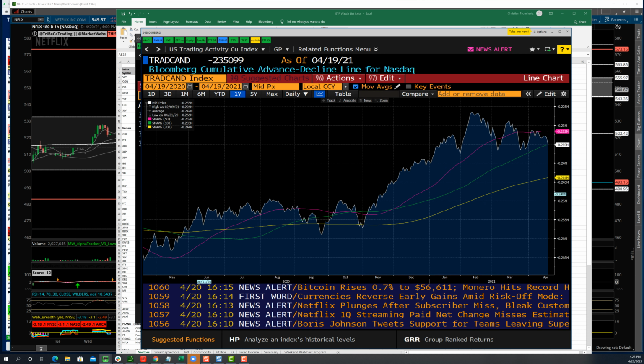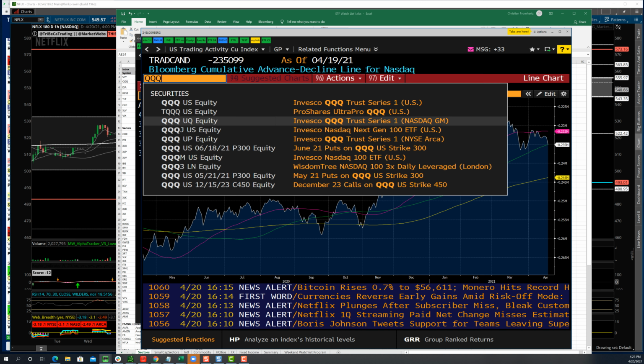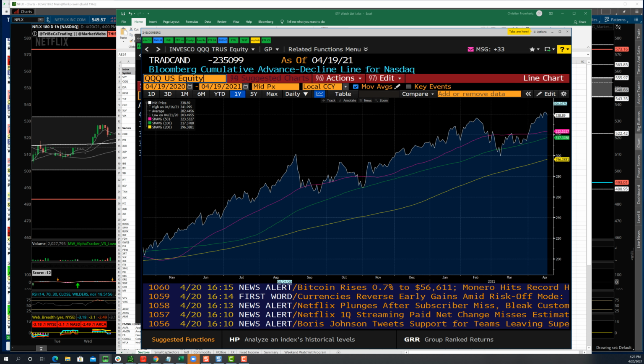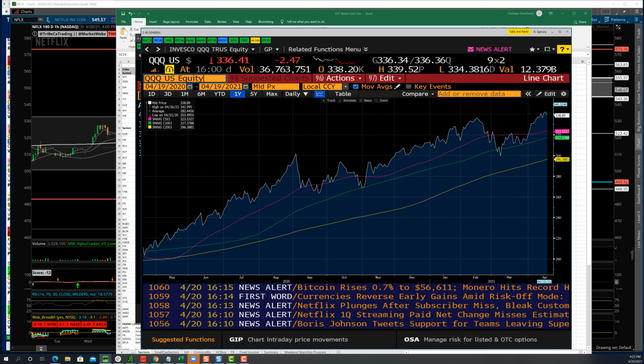But we saw this. This is what's known as a divergence. If you look at this with the Qs, again, the advance-decline line for the Nasdaq, we talked about this about 3 or 4 times, and you can see the price going up. That is called a divergence. We always want to pay attention to divergences.